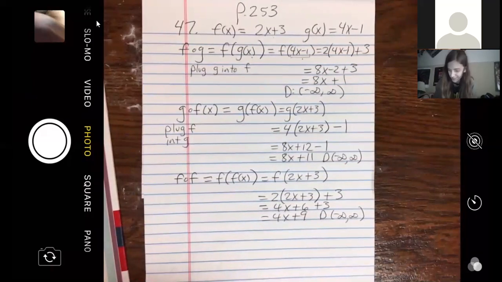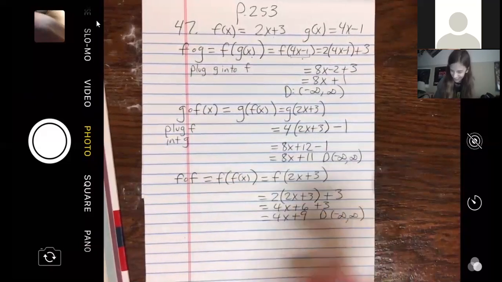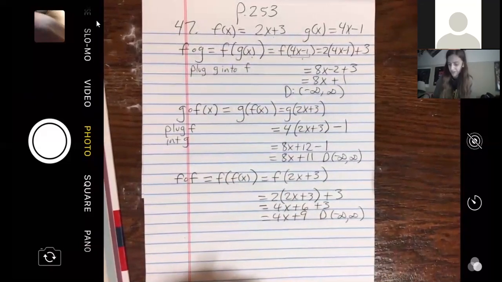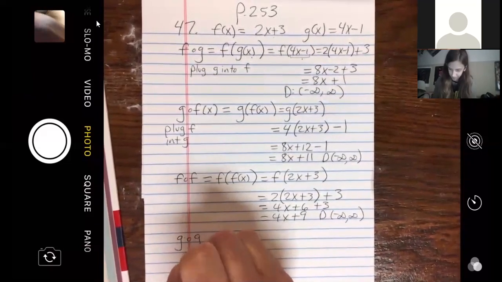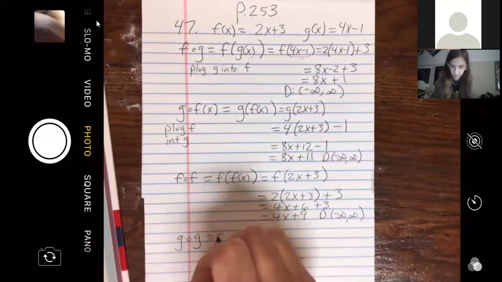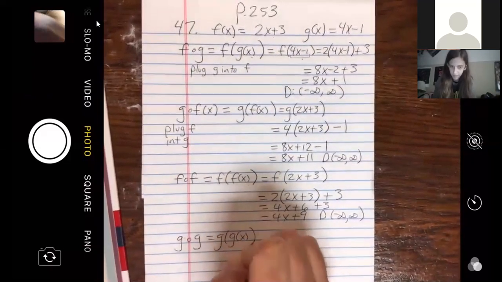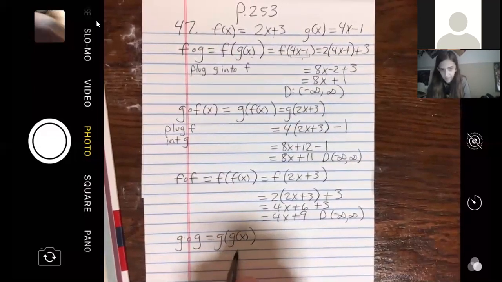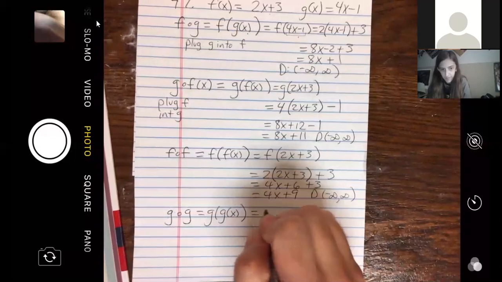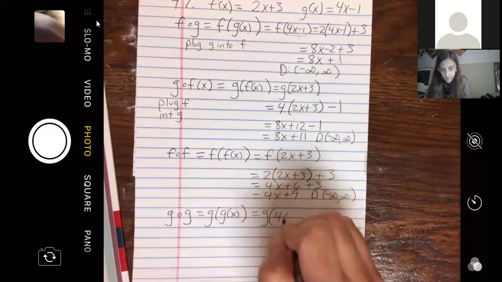All right, the last one is, I call it GOG, G-O-G, G circle G. Are you ready to plug G into G? Yeah. Okay. Are we going too fast? No, we're going at the perfect speed. G circle G. G of X. The first one is the outer one, and you plug the second one into it. So G by itself is 4x minus 1.